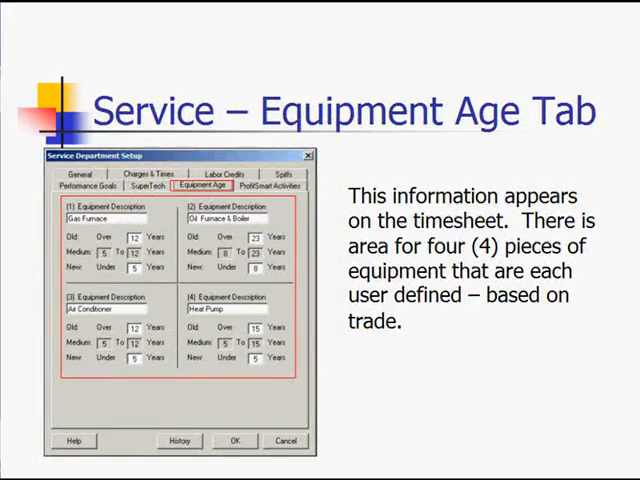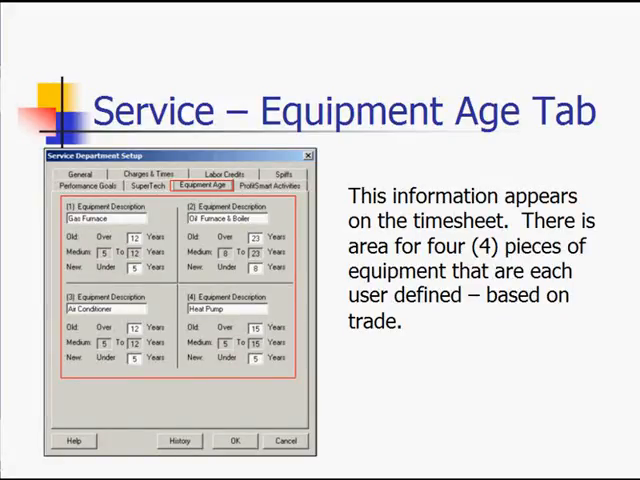The next tab under Service Department Setup is Equipment Age. Now we've got spots for 4 different pieces of equipment, and this is the only part of the timesheet that you as the owner or the manager have the ability to change. And the reason we have the ability to change is because we've got multiple trades using ProfitMaxx. It's used in the HVAC industry, the pool industry, the electrical, the plumbing. Each of those industries has different pieces of equipment that you sell. So you have the ability right here to put in up to 4 different pieces of equipment to track the history on. You'll notice in the first one up here it says gas furnace.